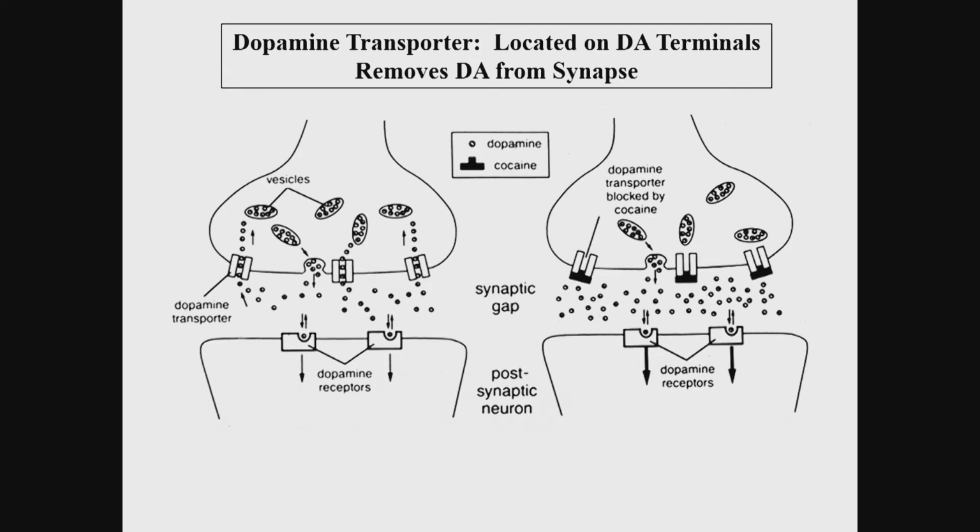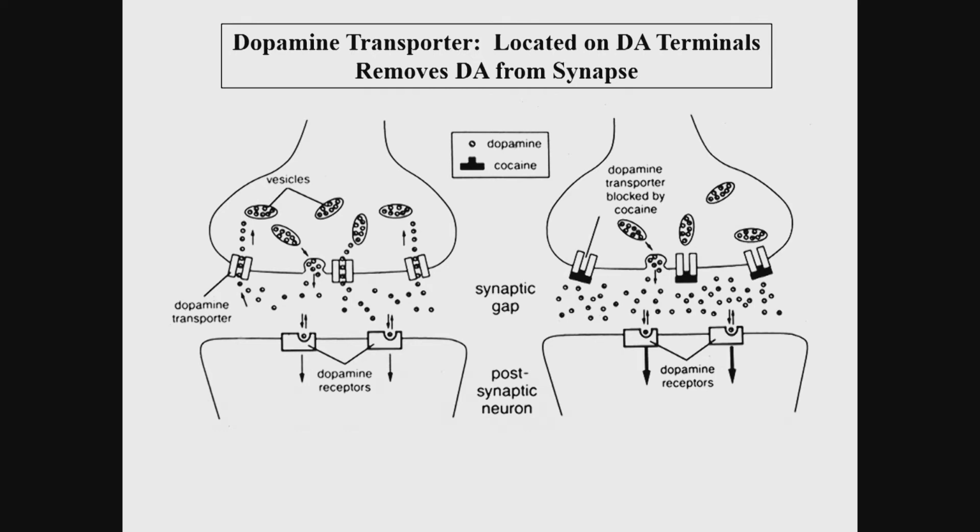The signal is terminated by dopamine being taken back up into the presynaptic terminal where it can be recycled or metabolized. The way that cocaine works, or at least one of its mechanisms of action, is by blocking the dopamine transporter as shown here, thereby leading to elevated concentrations of dopamine in the synapse, which are thought to mediate the high from cocaine and also its addictive properties.